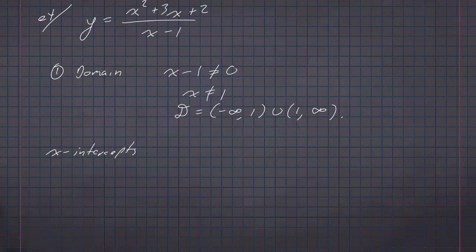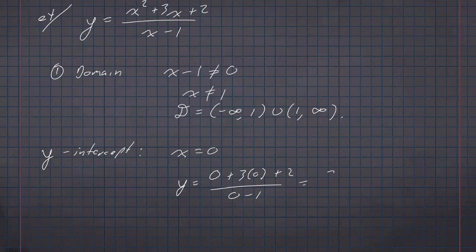The x-intercepts, I want to start with the y-intercept. This is a function, so we know that there's going to be exactly one y-intercept. And y-intercepts always occur when x is equal to 0, which means that y is going to be (0 plus 3 times 0 plus 2) over (0 minus 1), which is negative 2. So we have the point (0, -2) as one of our intercepts. We can also find the x-intercept.